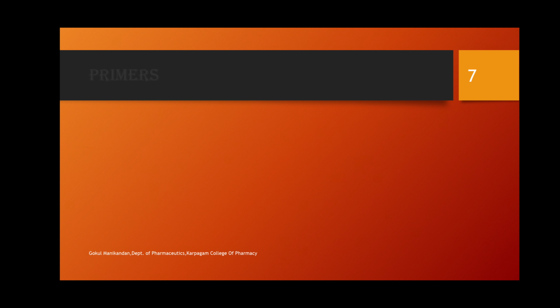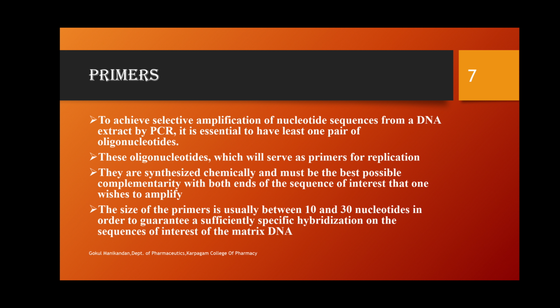The next one are the primers. The primers are one of the main components of this PCR process. DNA polymerase requires primers in order to initiate the reaction, because it can only propagate the reaction but cannot initiate it. It is not possible for the polymerase to initiate the reaction. That's why primers are the most important part of this reaction.